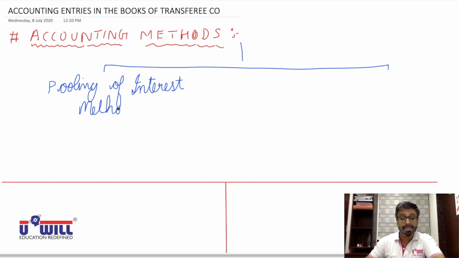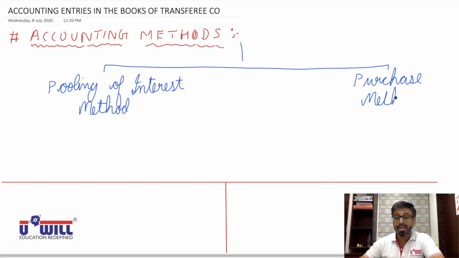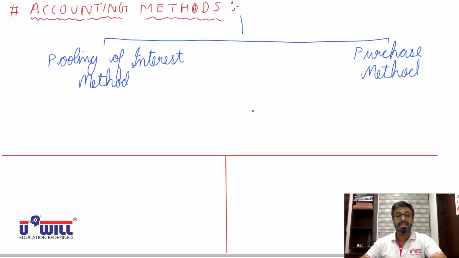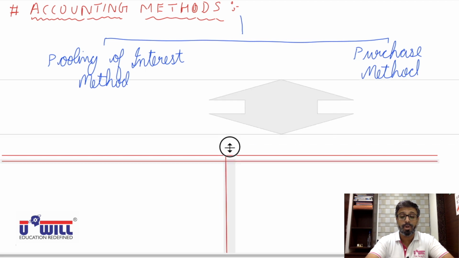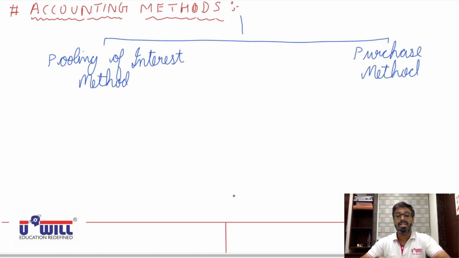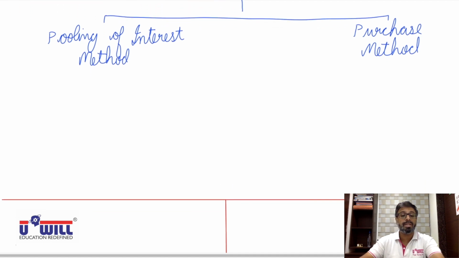And second is purchase method of accounting. I repeat, there are two different methods of accounting which can be followed in the books of transferee company. Transferee company means the company which is purchasing the business of another company. So there are two different methods of accounting to be followed. One is pooling of interest method, the other is purchase method.